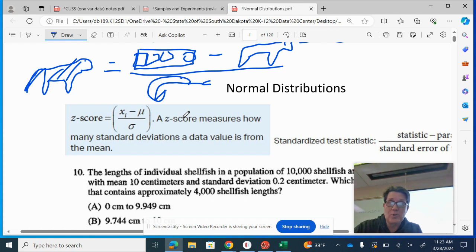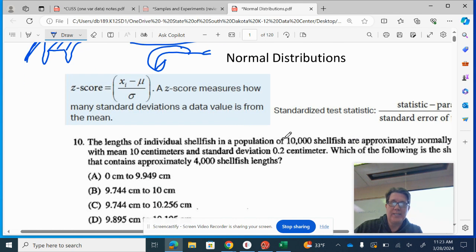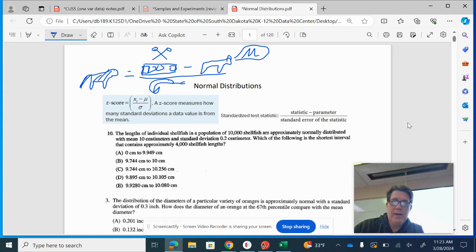Remember, you always subtract the mean. It tells you how many standard deviations you are away. On the AP exam, it will have the statistic minus the parameter over the standard error of the statistic. So it's not always the same. And what do I mean by that?